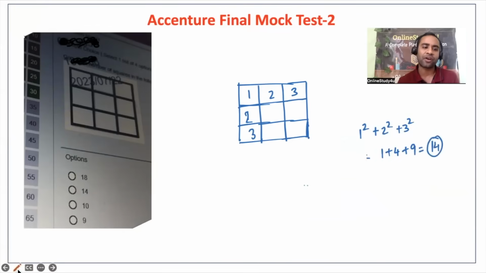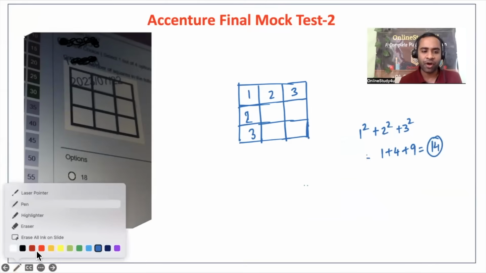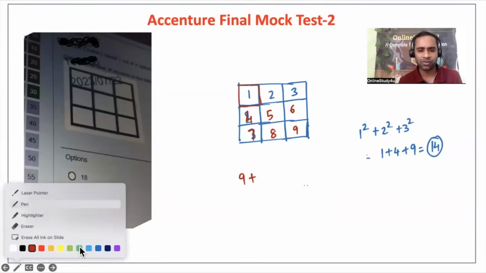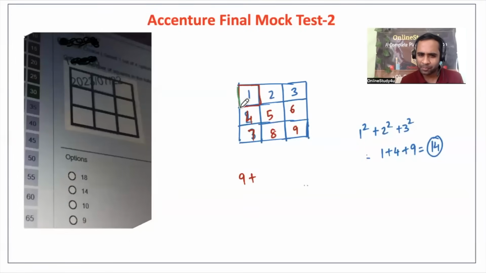Now sir, how will 14 come? Can you please draw it and tell us? Okay, no problem. So 1, 2, 3, this will be my fourth square, fifth square, sixth square, 7, 8, 9. So each box is a square, if you agree. So now we got a total of 9. Okay, now sir, what about the other 5? Don't worry friends, I will explain each and everything.